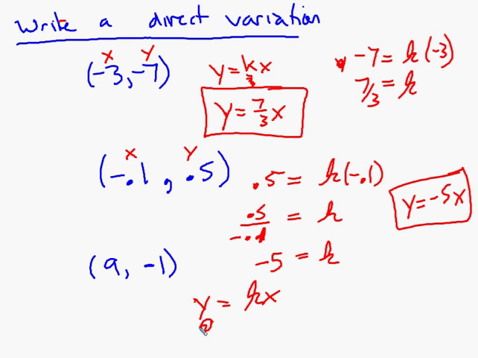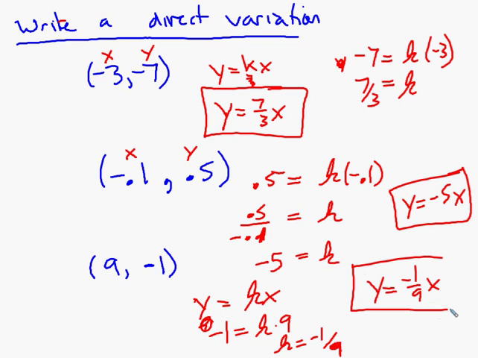So y is negative 1, x is 9, divide by 9, and k is negative 1/9. That's fine. And I don't want to write that as negative 0.1 repeated. y equals negative 1/9 x. Done. And hopefully you saw a shortcut. y divided by x, every single time. Okay? But it's the same formula over and over again.